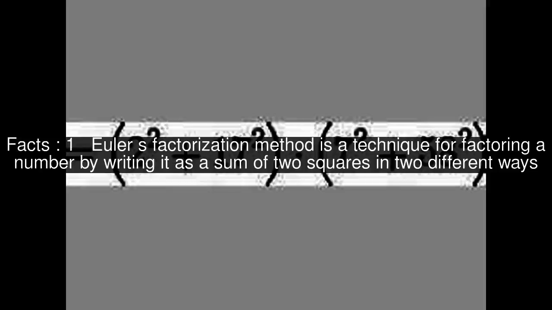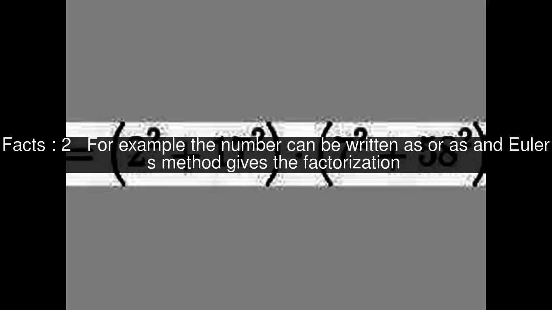Euler's factorization method is a technique for factoring a number by writing it as a sum of two squares in two different ways. For example, the number can be written as or as, and Euler's method gives the factorization.